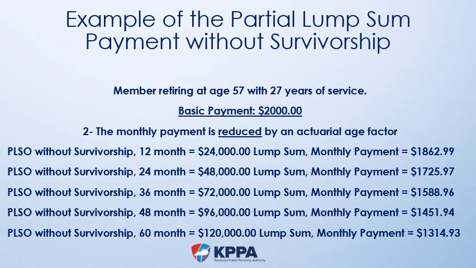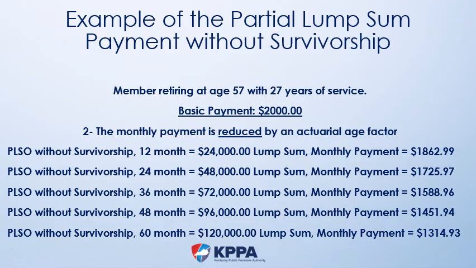As I mentioned earlier, the monthly payment is reduced by an actuarial age factor. The $2,000 basic monthly payment will be reduced by a factor based on the member's age of 57, as well as the partial lump sum amount. As the partial lump sum increases, the monthly payment is reduced. So, as each of the 5 PLSO payment options increase, the monthly lifetime payment decreases.